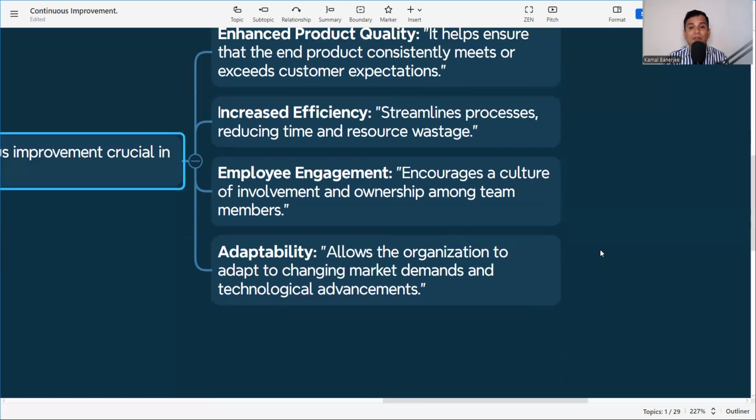Then employee engagement. What is that? It encourages a culture of involvement and ownership among team members. So continuous improvement is not a particular employee's or a single person's activity. This is the activity for each and everyone involved in the process. Suppose you are doing the concreting work, it is also a process, a sub-process we can call. But it is not only the responsibility of the engineer who is working. So who is responsible for this?